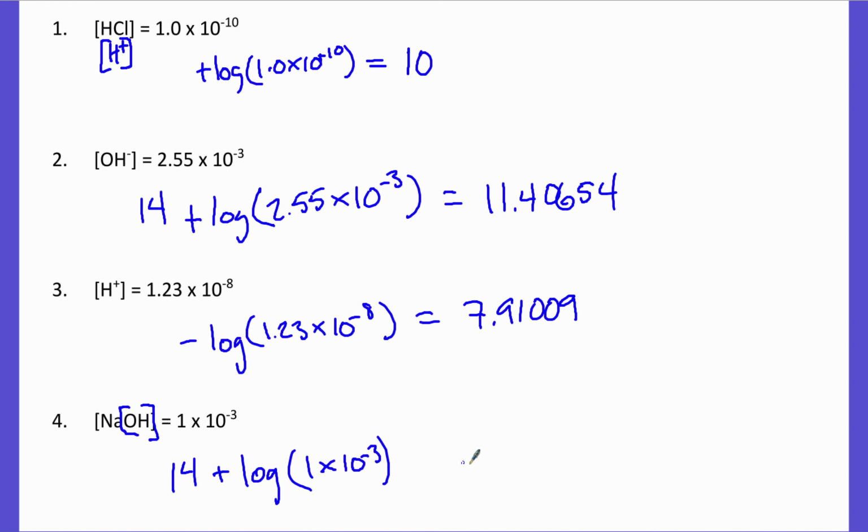But again, I should not need a calculator for this, since I know that log is just going to give me a negative 3. 14 plus a negative 3, or subtracting, that could be positive, whatever you want to think about it as, right? 14 minus 3 is going to be 11. So I know the value for my pH in all 4 cases.